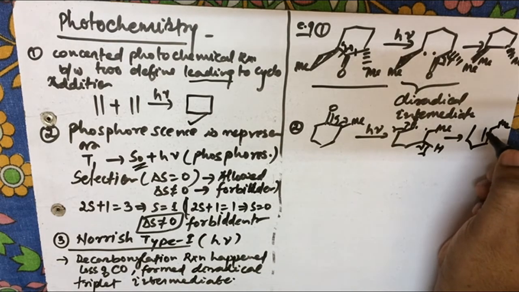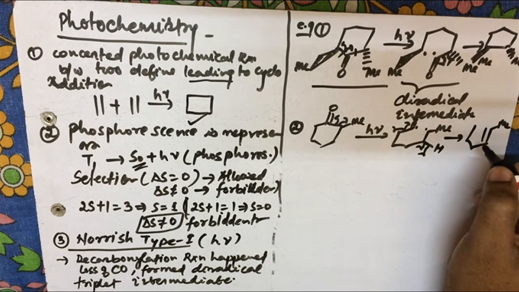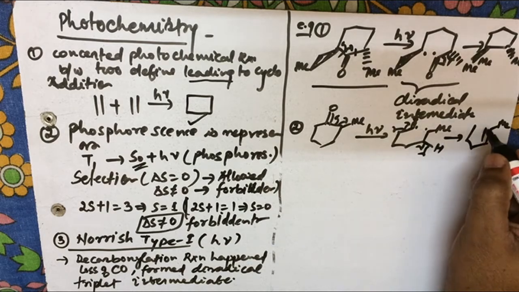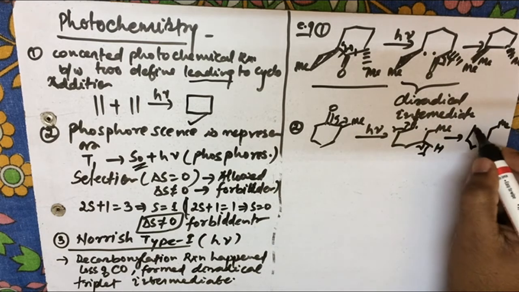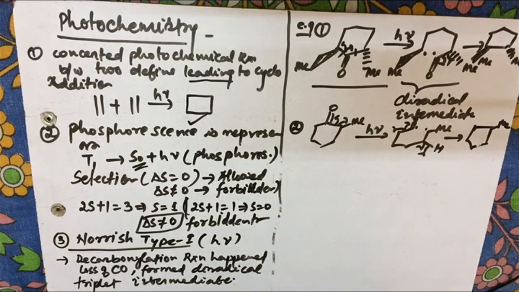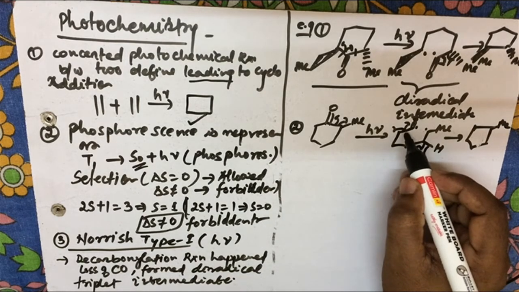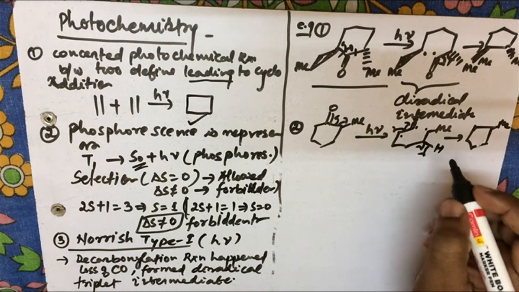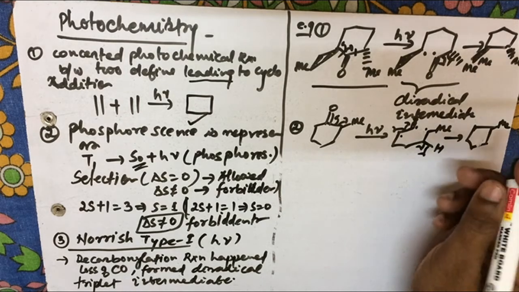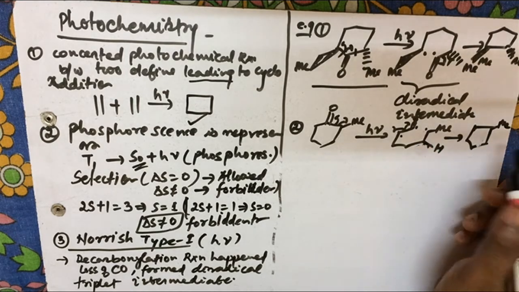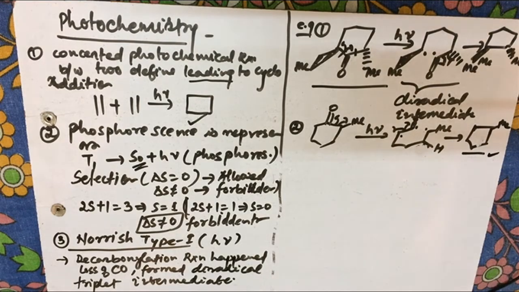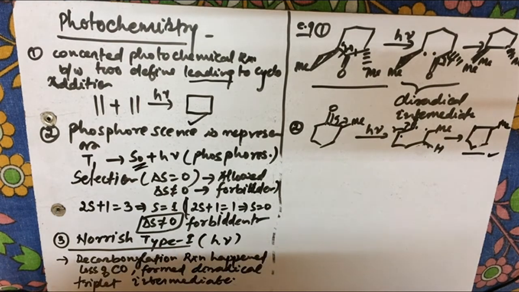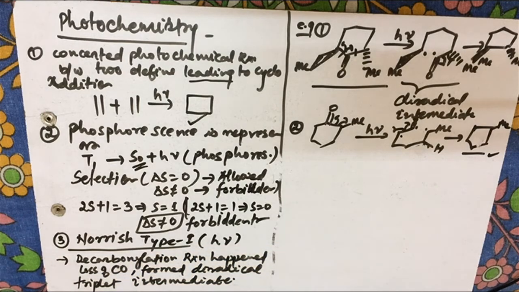So this is the actual product. Sorry, this is the actual product. This part will be removed, and here a radical is created. This radical will combine with this, and this thing will not happen. So the product will form like this. Hopefully you understood what I am trying to explain. Now let's move to another topic.